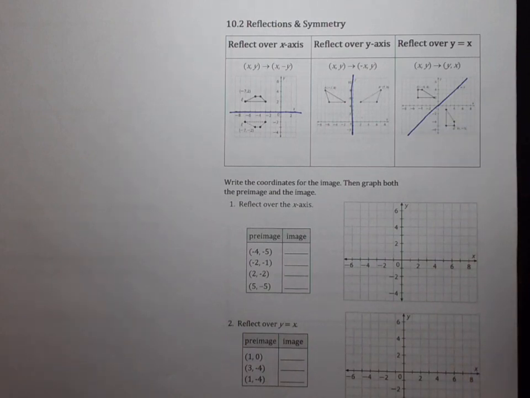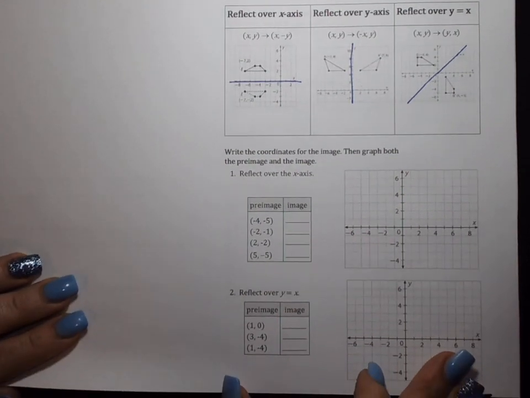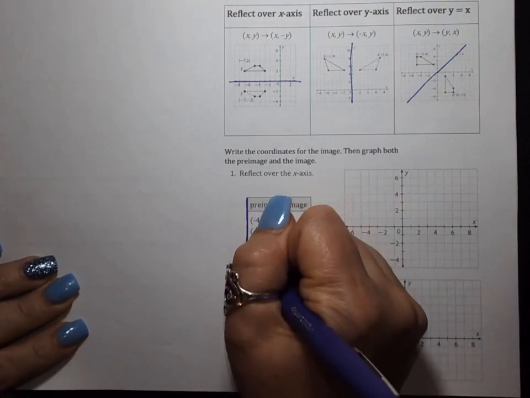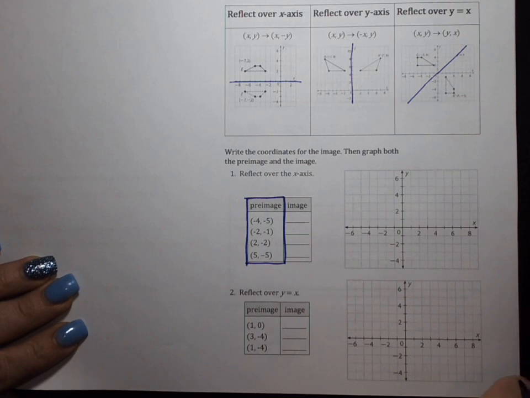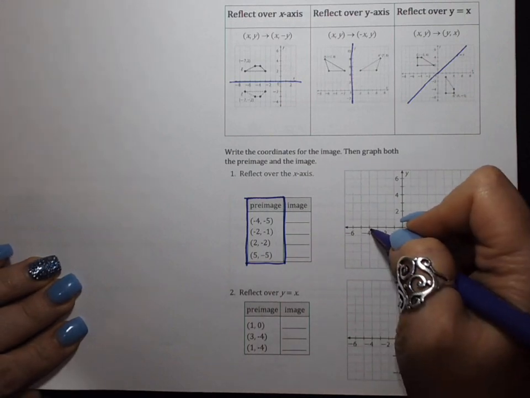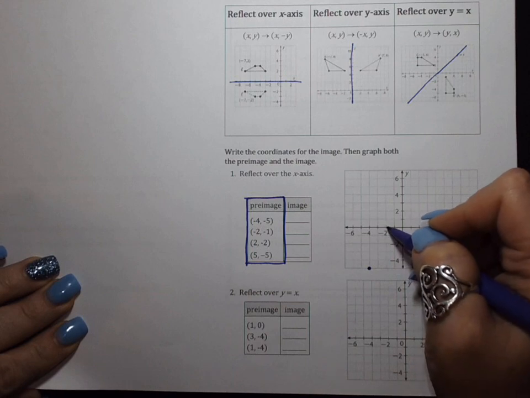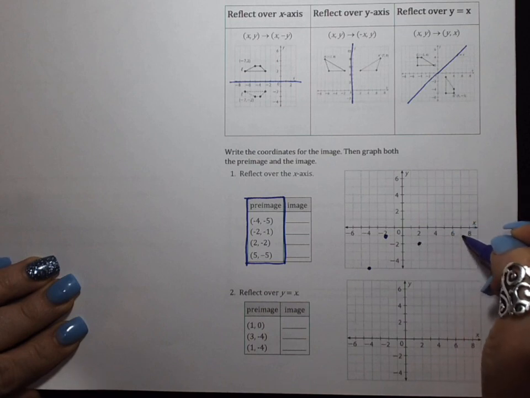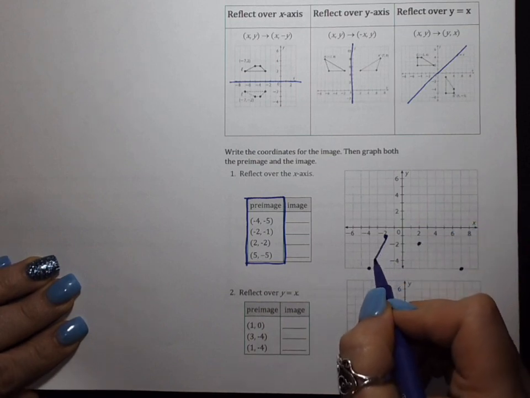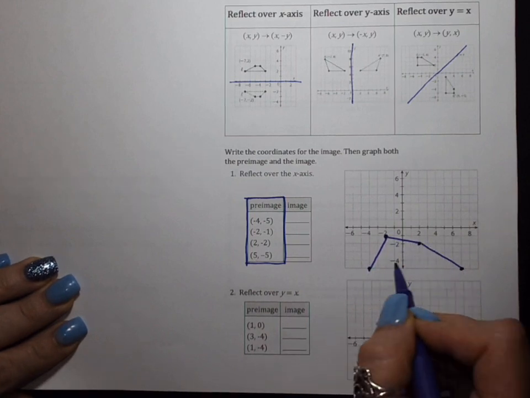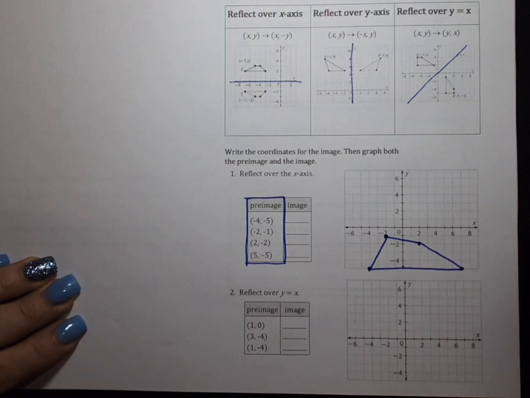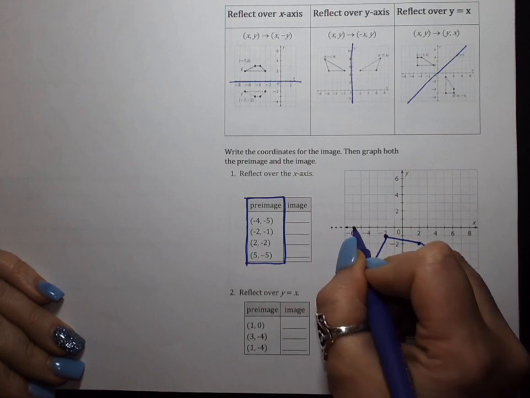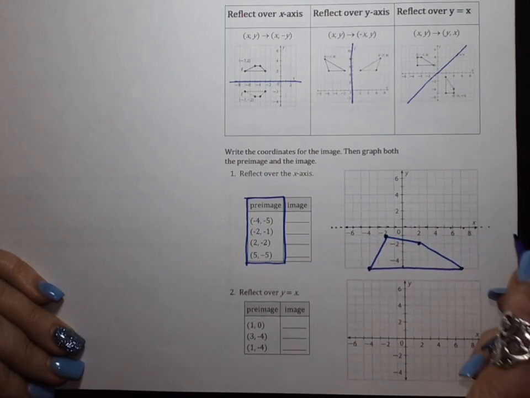Alright, so let's do our first example. So we want to write the coordinates for the image, then graph both the pre-image and the image. I'm going to go ahead and graph my pre-image first. So I've got a point at -4, -5, a point at -2, -1, +2, -2, and +5, -5. So I've got this weird looking quadrilateral. And I want to reflect this over the x-axis. So I'm going to reflect it right across here because this is my x-axis.